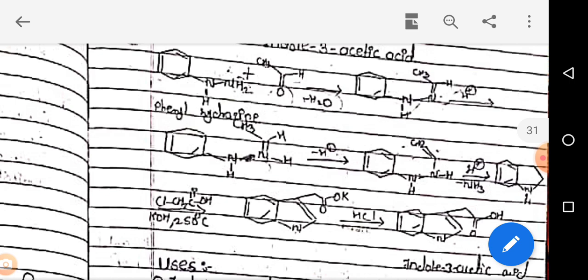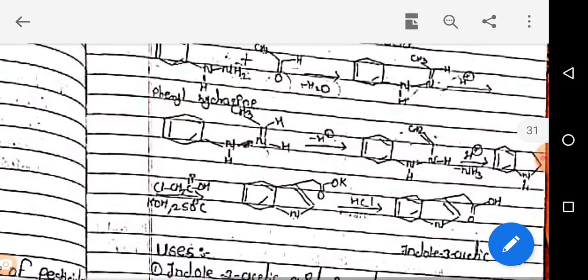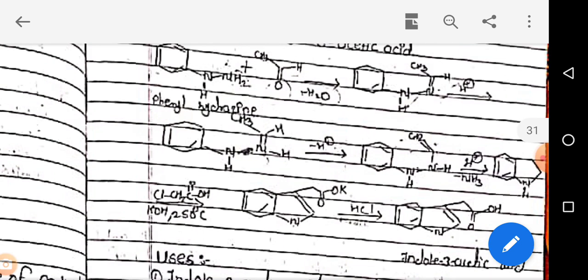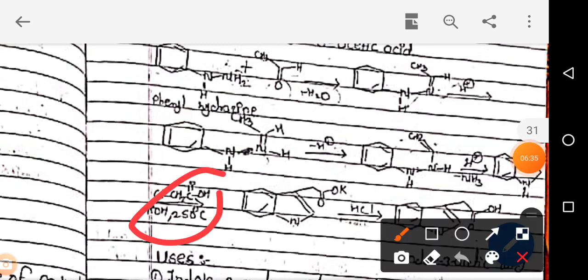So here is one step. In that step, we are adding this CH2 C double bond OH group. Here we are adding ClCH2 C double bond OH, this group, on the indole group.